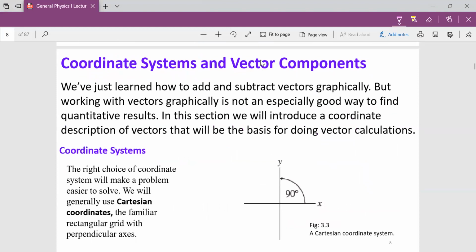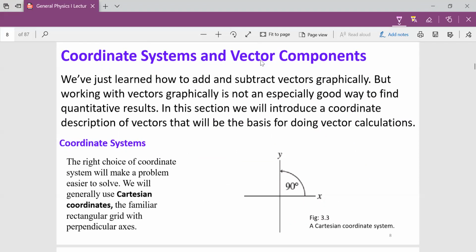Let's quickly move to how we can solve problems using scalar numbers to describe these vectors. Now, before we advance further to that, we want to quickly explain the new concept we call vector component. In the description of vector components, we make use of coordinate system. We have seen this coordinate system before in chapter 2. This kind of coordinate system with the XY description is called the Cartesian coordinate.